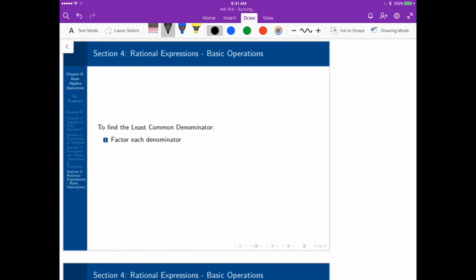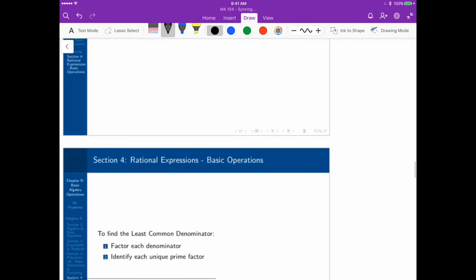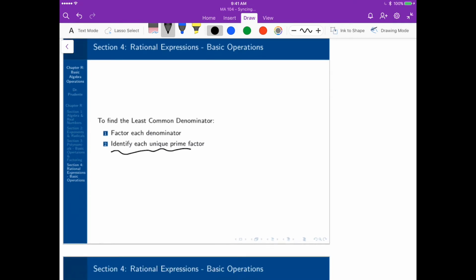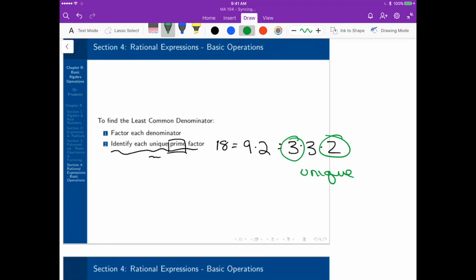If we want to add or subtract, we need to find a least common denominator, and these are the steps. We want to factor each denominator. We've done work with factoring before. We want to identify unique prime factors. So for something like 18, we break that up: it's 9 times 2, but because we want prime factors, I'll break it into 3 times 3 times 2. Because we want unique, I take just one of the 3's and the 2. Those are the unique prime factors.